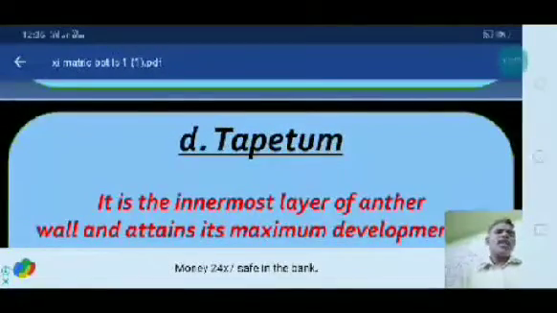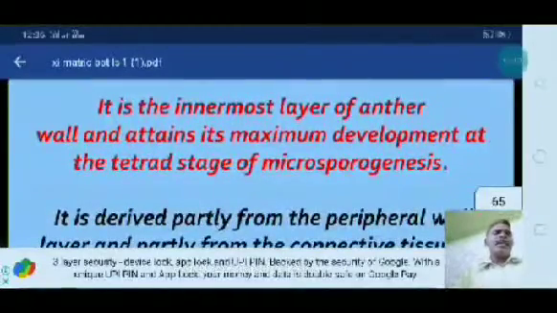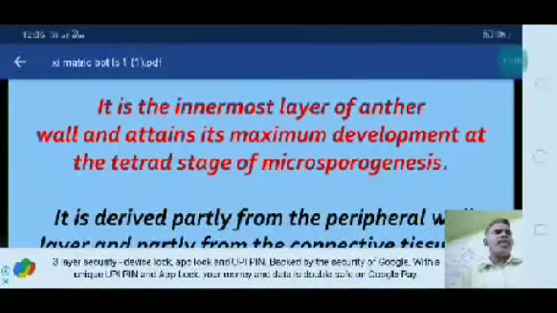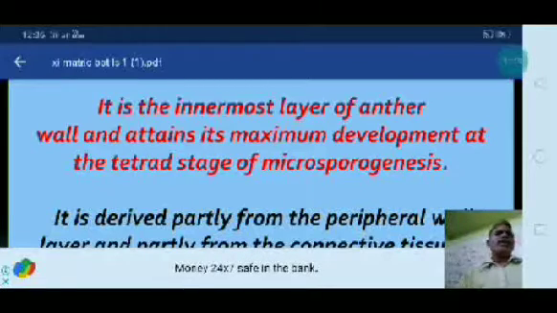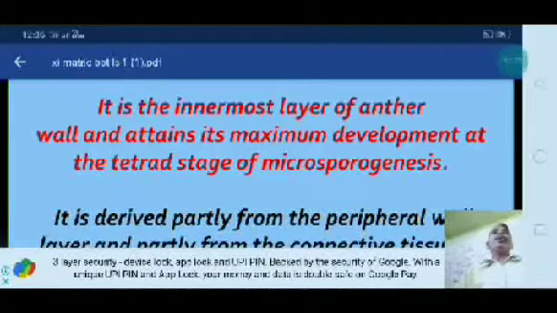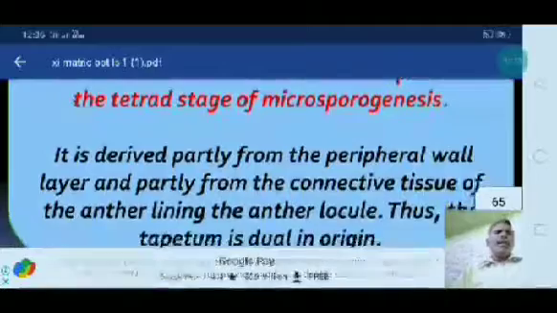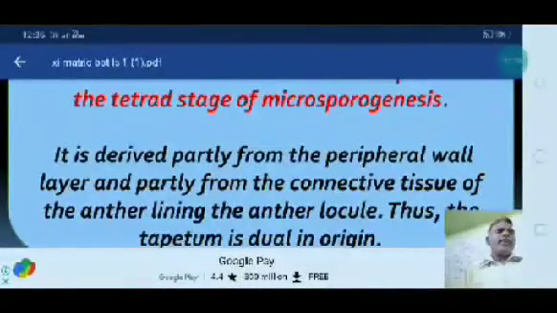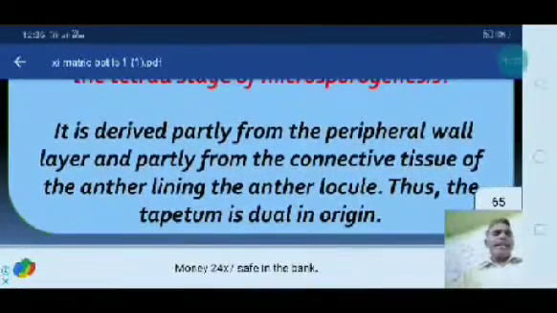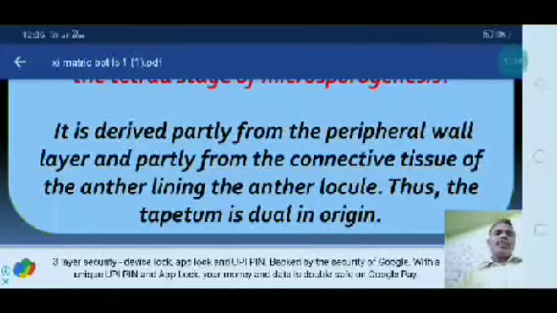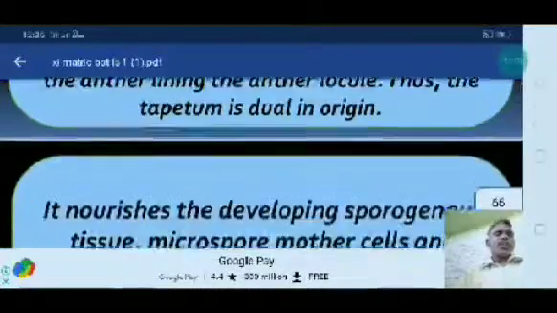Then the next one is the tapetum. It is very important. It is the innermost layer of the anther wall and attains its maximum development at the tetrad stage of microsporogenesis. It is derived partially from the peripheral wall layer and partially from the connective tissue lining the anther lobe. Thus the tapetum is dual in origin.